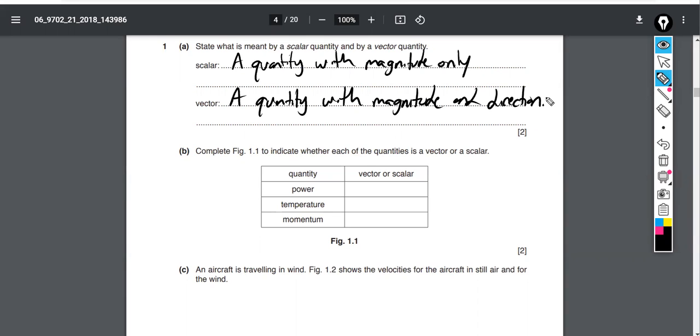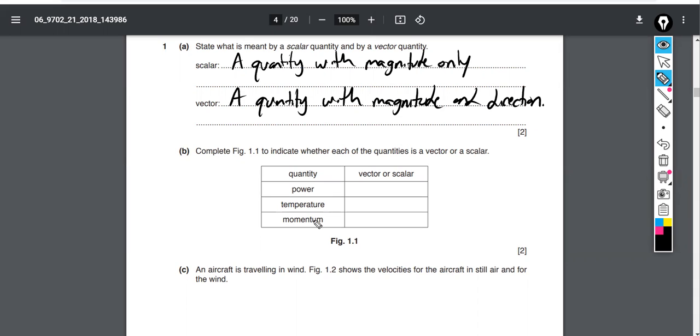Something like that. If you said something equivalent to that, 2 out of 2. If you only got one of them, 1 out of 2. If you mix them up, 0 out of 2. Does anybody have any questions about what you wrote down, if it would earn the mark or not? Magnitude only, magnitude and direction. That's the key idea. Very general learning objective.